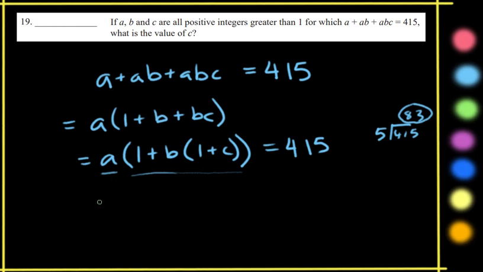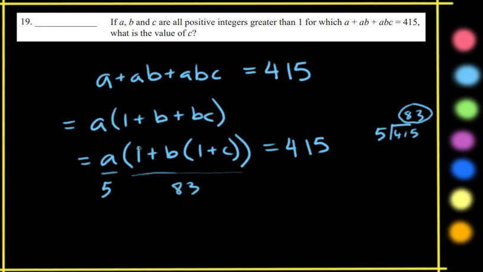Now, what if we say that A is 83? Could we have this number be 5? And the answer is no, because B and C both have to be positive integers greater than 1. The lowest they could possibly be is 2. And if you put 2 here and 2 here, this thing is going to definitely be greater than 5. So we can't have that. So that means that this A has to be 5, and this one has to be 83.